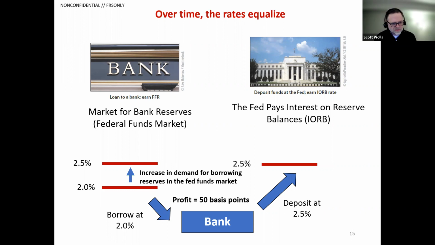Because if there is a difference, banks will see an opportunity to profit and their actions will close the gap. And so because the Fed sets interest on reserve balances directly, it can shift that rate up and down, and by moving that rate up and down, it moves the federal funds rate up and down.